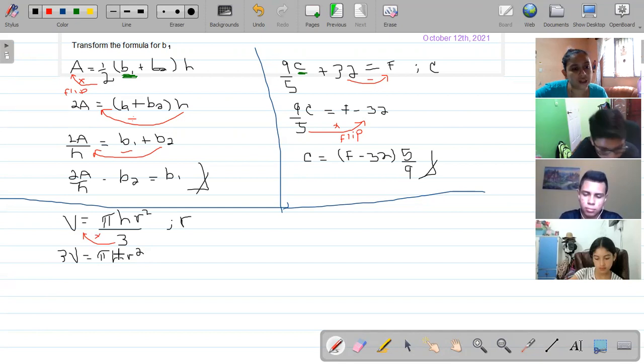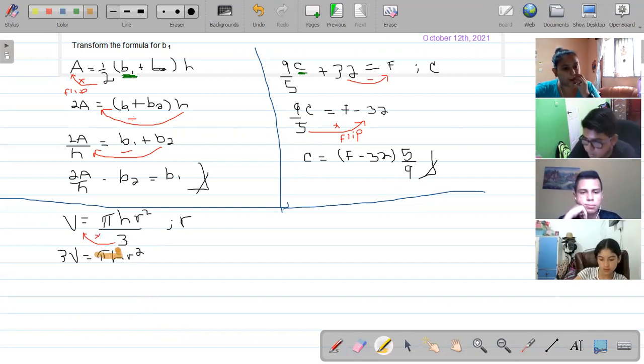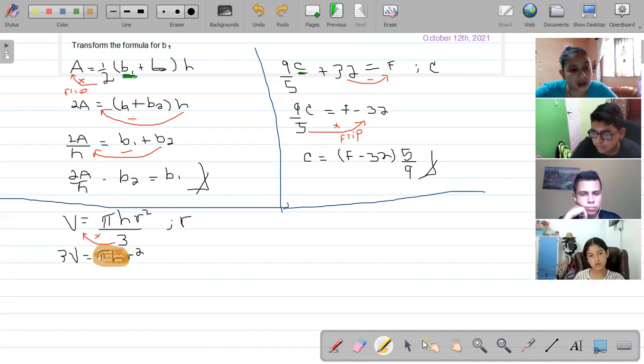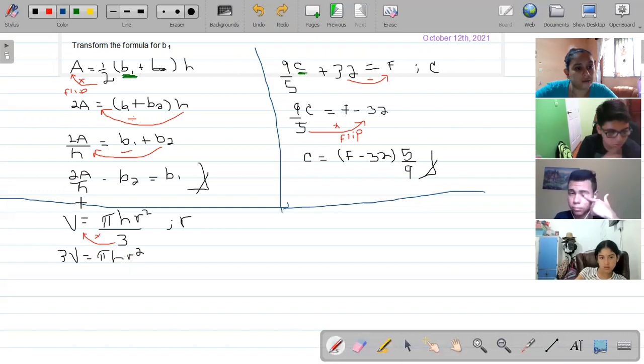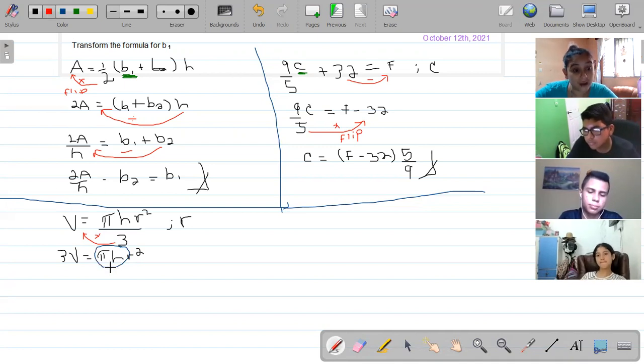Okay, now these two are multiplying. Both of them are doing exactly the same thing. They're multiplying. So what can I do when I have more than one thing that's multiplying that needs to go to the opposite side? Okay, I'm going to circle it in another color. What do I do when two things are multiplying? I can pass them both at the same time to the other side with the inverse operation.